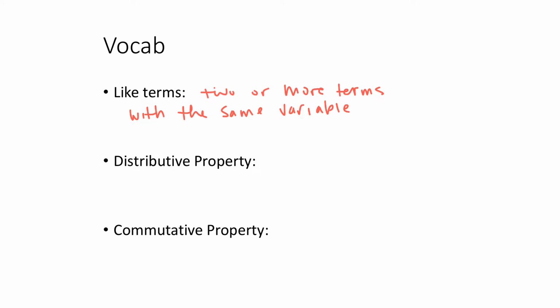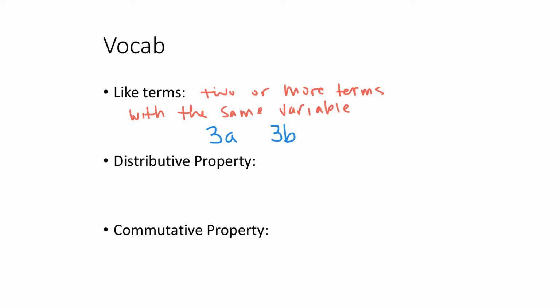A couple of examples of this, something that you may or may not be familiar with already: we have 3a, and if we say that another term is 3b, these are not like terms because they don't have the same variable. Yes, they share the same number, but they don't have the same variable, so they cannot be like terms.